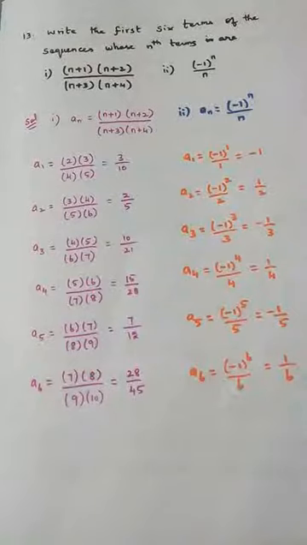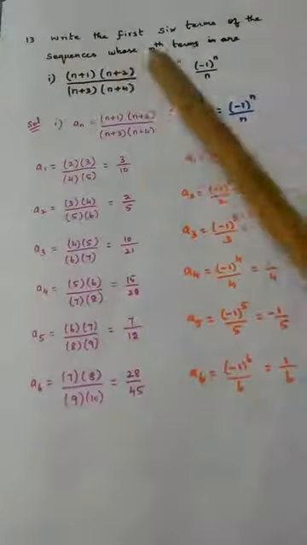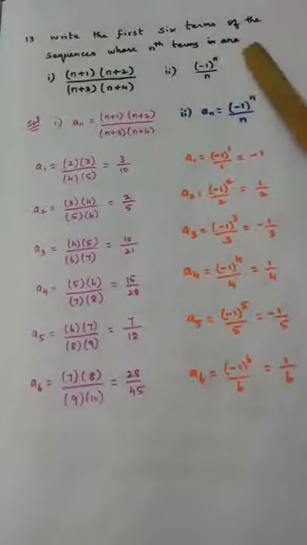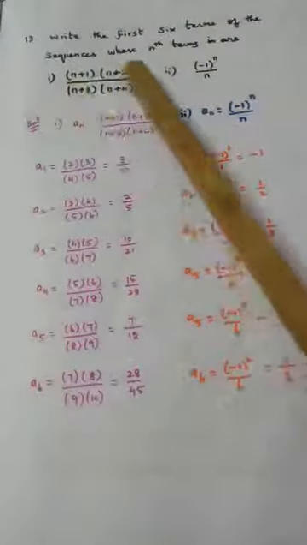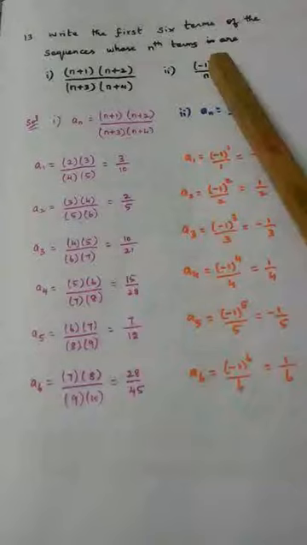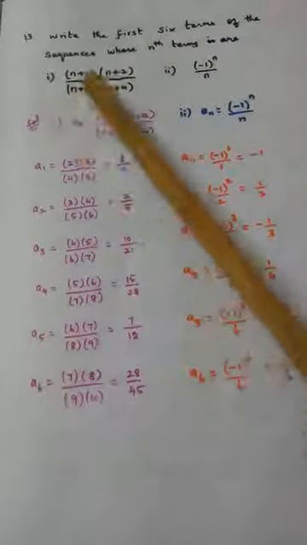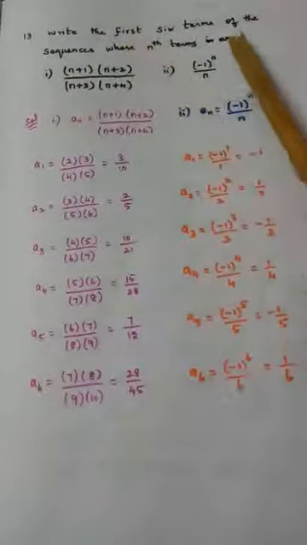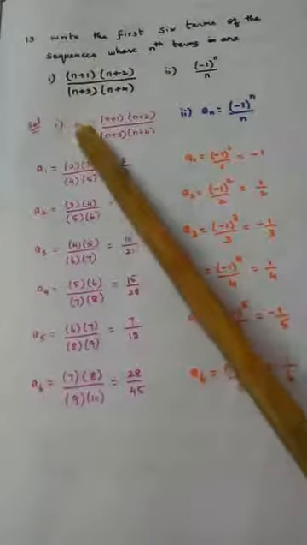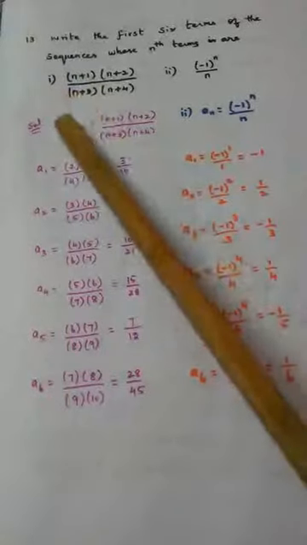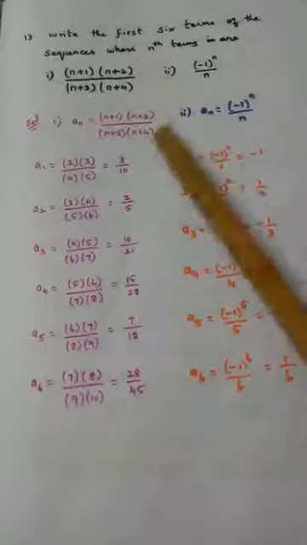Question number 13. Write the first 6 terms of the sequences whose nth terms are given. I think the question is very clear, we need to find the first 6 terms. Nth term is given, so 2 subdivisions are given. First we will take the first subdivision. So this is nothing but the nth term, so we are giving the name as an. An means nth term. That is the meaning we have to take. So an is given as n plus 1, n plus 2, n plus 3, n plus 4.